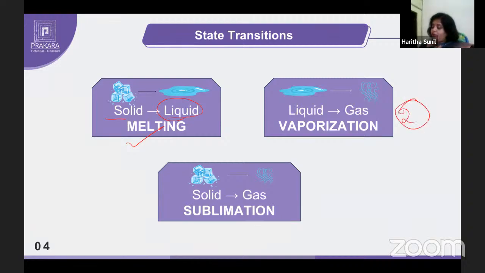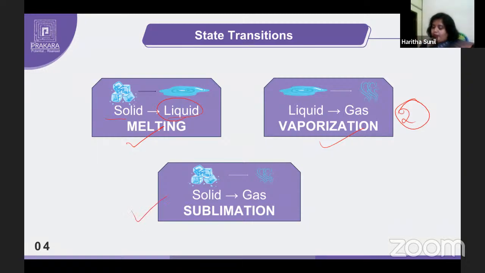Okay. And then the second transition is liquid to gas, which is called vaporization. So vaporization occurs during spray drying or freeze drying, right? And also in the distillation process. This vaporization plays a key role in preparing inhalation aerosols and in solvent evaporation methods.